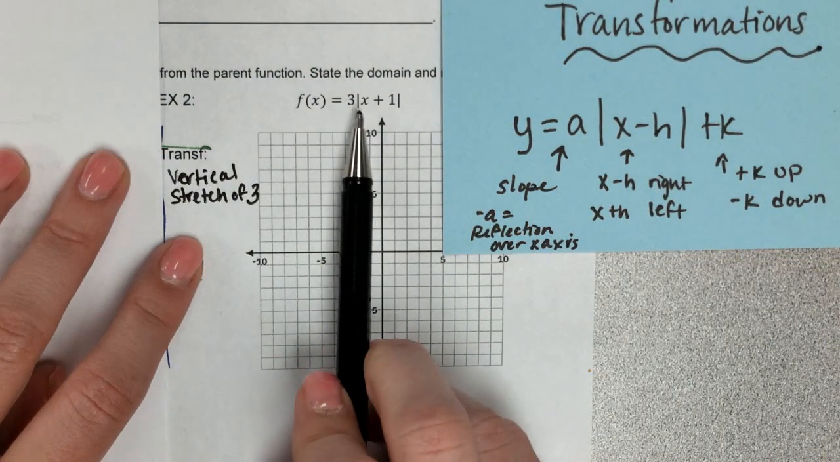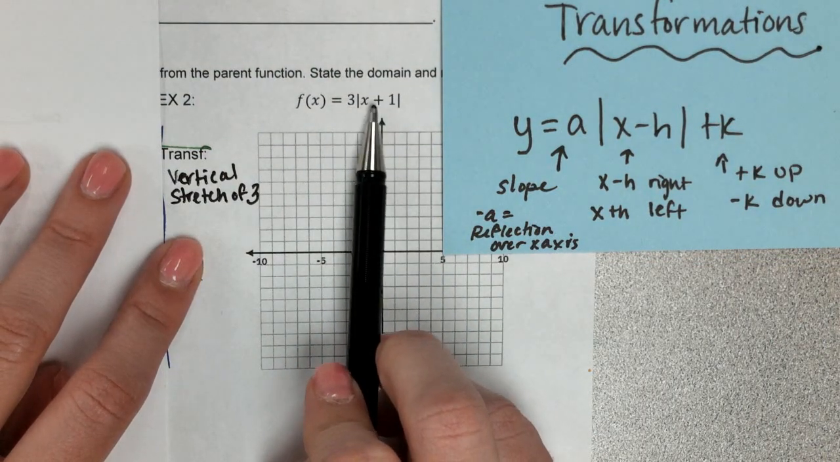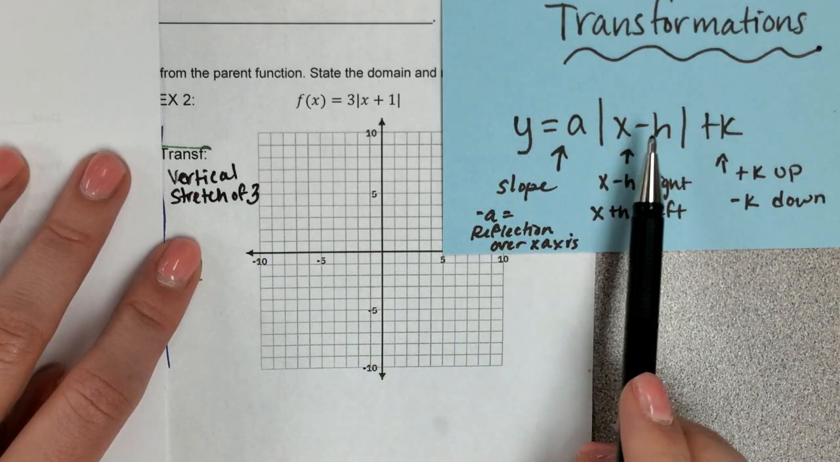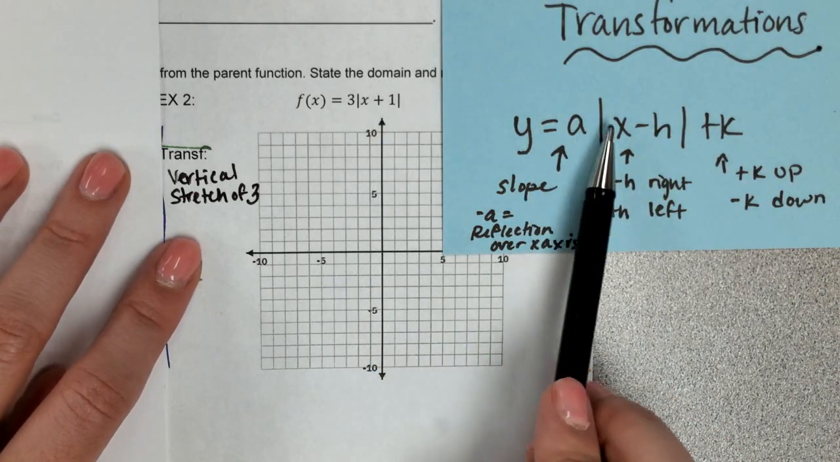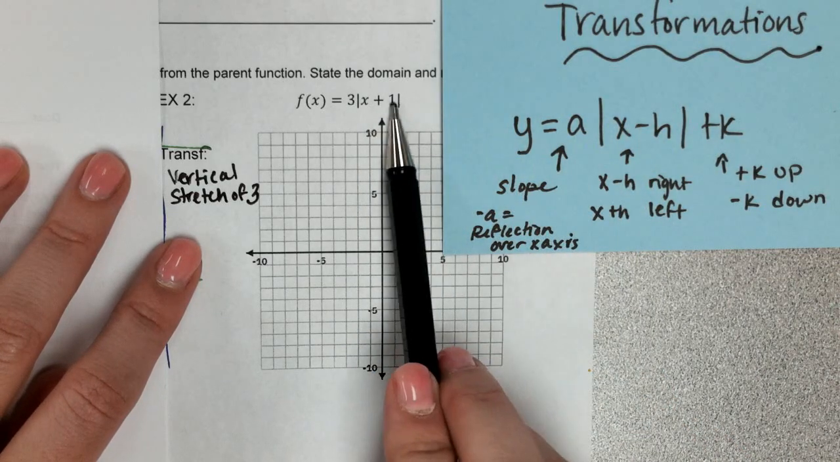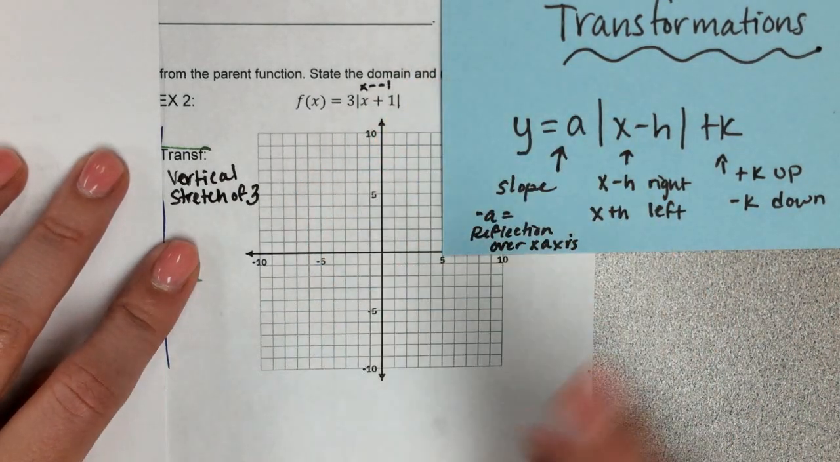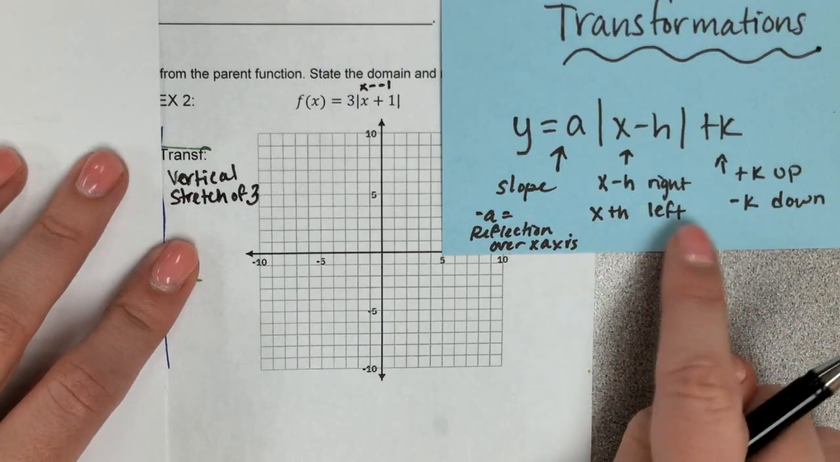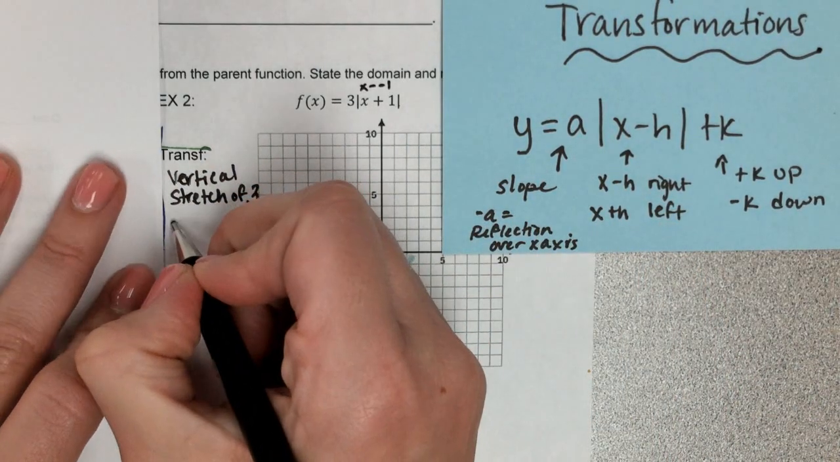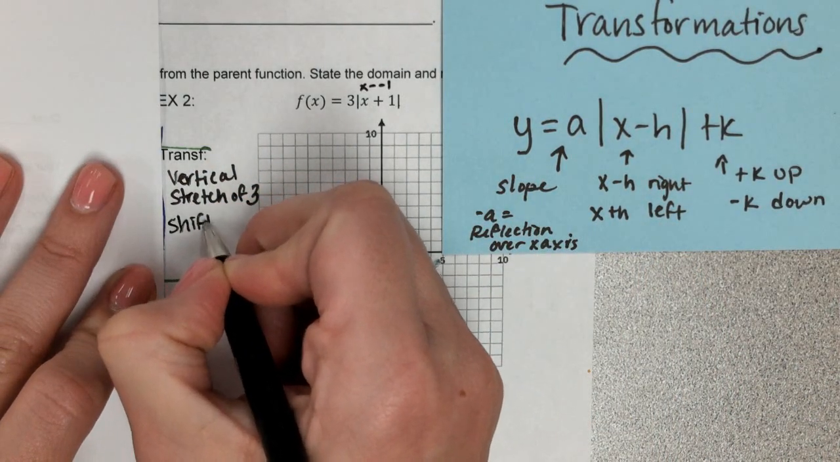And then I notice I have a +1 inside my absolute value, so h must be a negative number because the minus sign is already there. So this is really saying x minus -1. That's why when I see a +h, that means left. So this is a shift left 1.